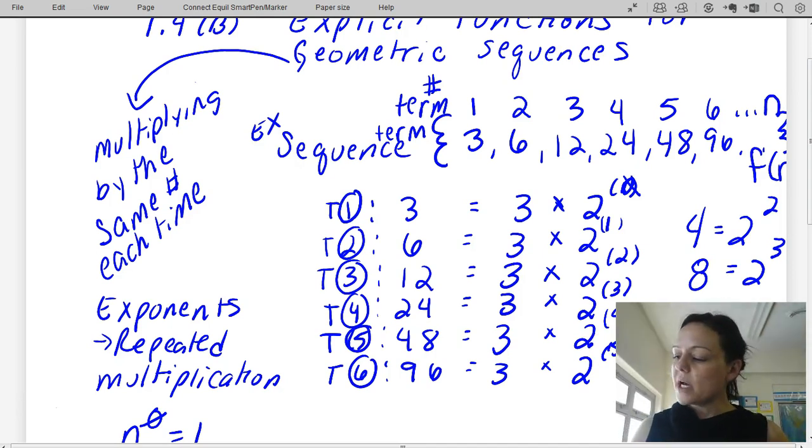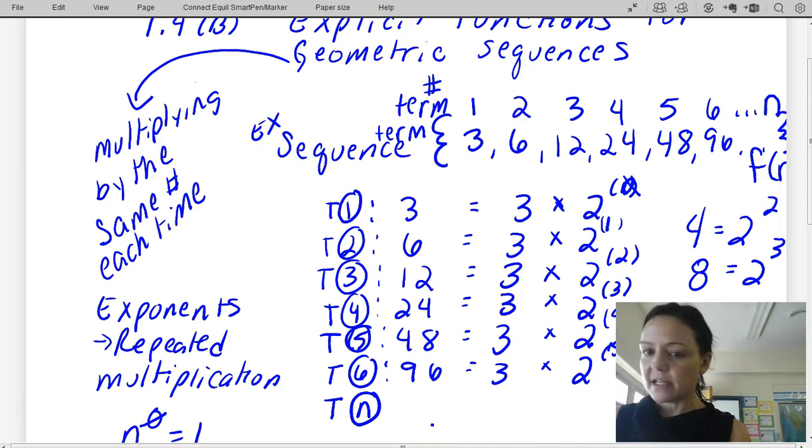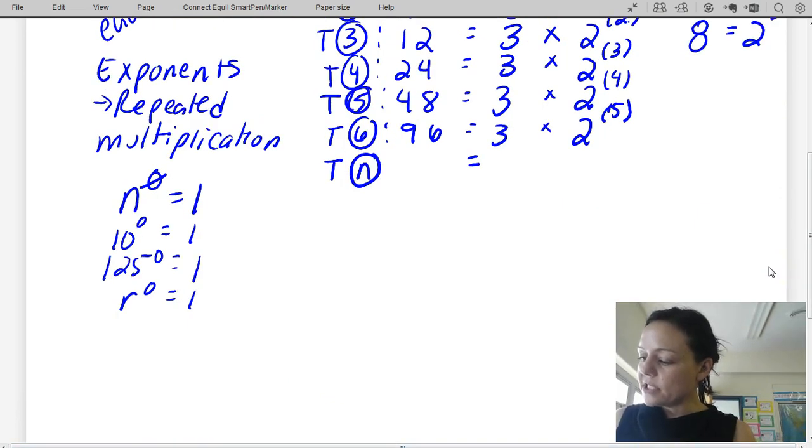All right, so what does that look like for any term number, so t sub n? You've got to look at your term number, the numbers I've been circling. For the first term, the exponent I use is 0. For the second term, the exponent I use is 1. For the third term, the exponent is 2. I think you guys can already figure out what is happening.